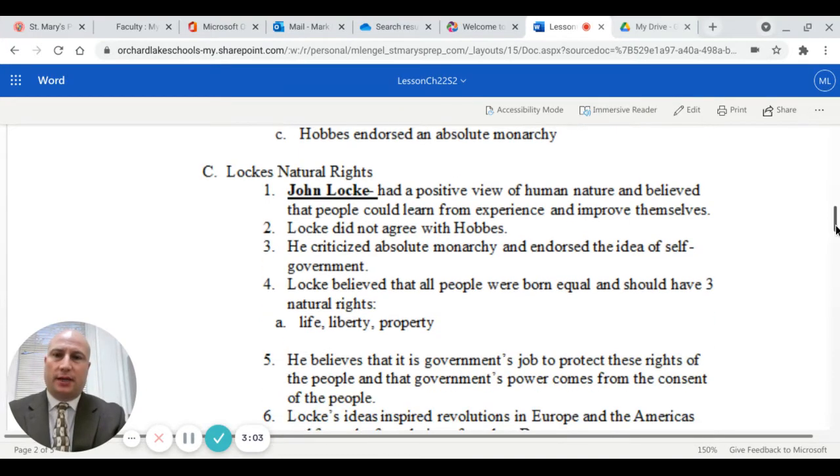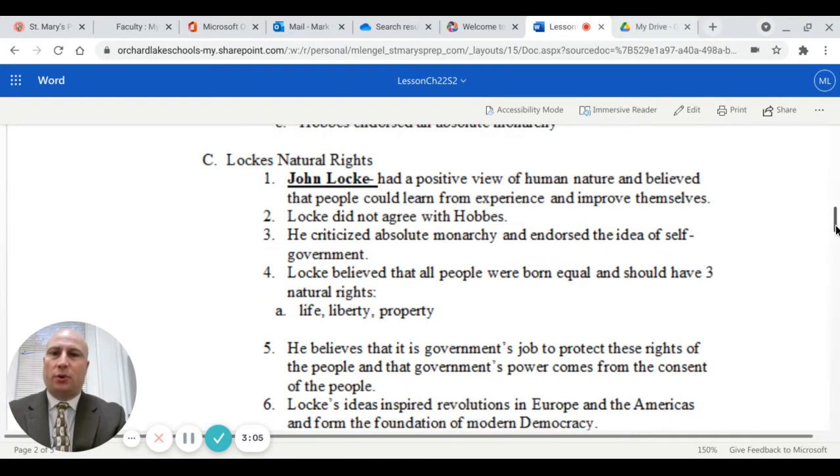John Locke, on the other hand, is a little bit more about individual rights and freedoms and less government control. So in general, if you look at the definition of John Locke, you would say that he had more of a positive view on human nature and believed that people could learn from their experience and improve themselves. Locke does not agree with Hobbes. He criticizes absolute monarchy and endorses the idea of self-government.